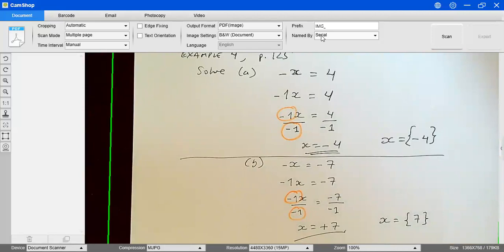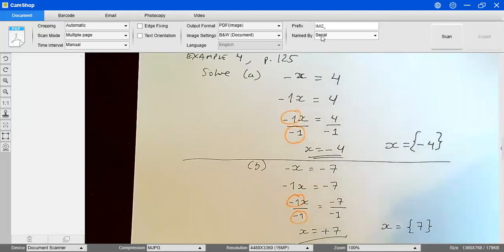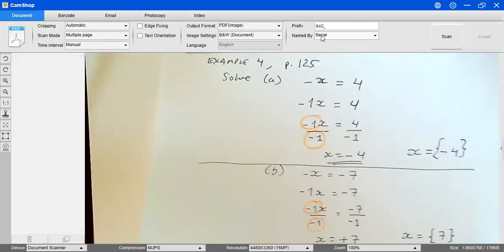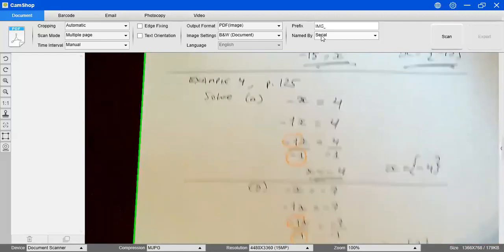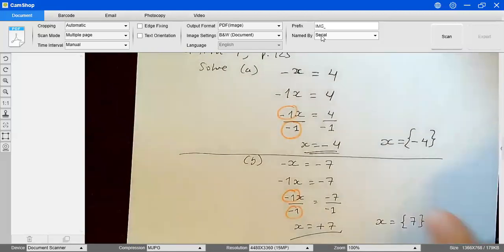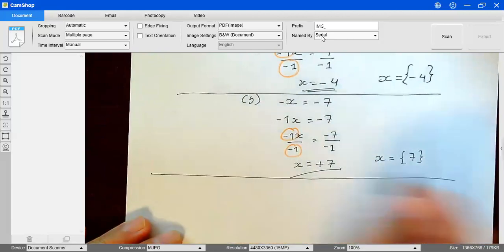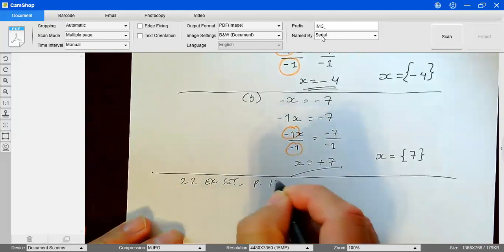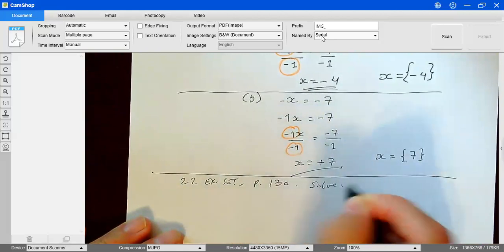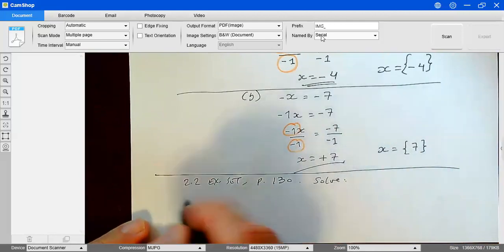So these are the examples that you need to be able to solve now. Exercises from the second set of problems. Maybe I'm going to give you just a couple of problems. So this is right here, 2.2 exercise set, page 130. So you're going to solve problem 2.